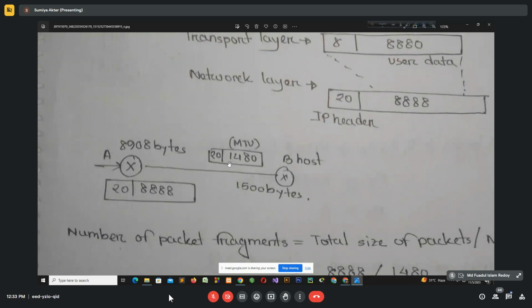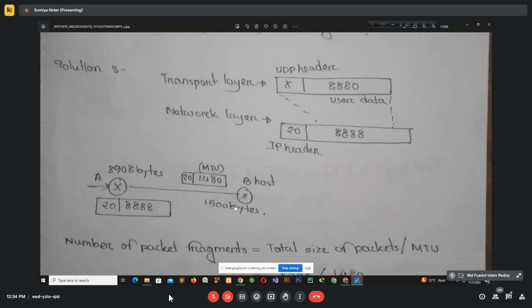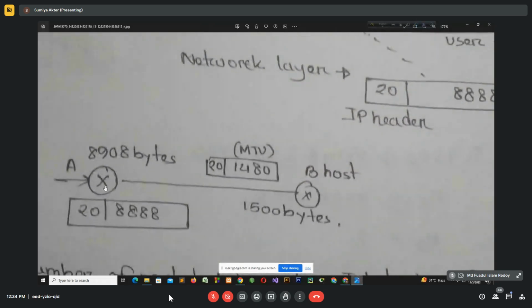And the maximum transmission unit is given here, which is 1500. So we will divide it like the previous example we have seen. We will divide it again. 20 is our IP header, and 1480 is our data that will be sent. Yes, any problem? Hello?